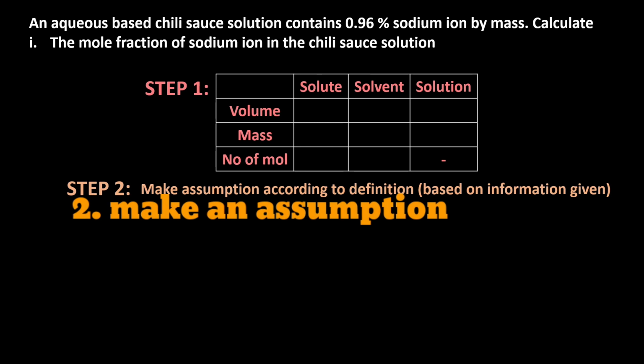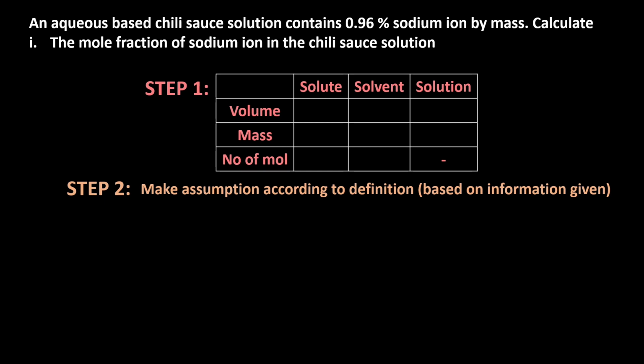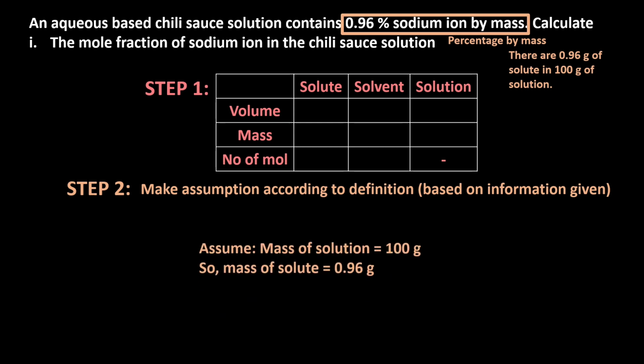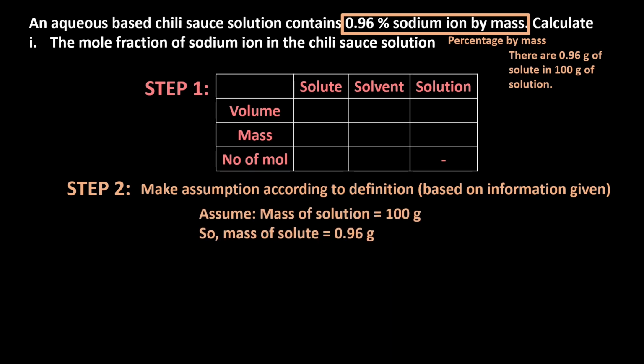In step 2, we make an assumption according to definitions based on the information given. In this example, the information given is 0.96% sodium ion by mass. This is the percentage by mass solution concentration expression, and based on its definition, it basically means that there are 0.96 grams of sodium ion solute in 100 grams of chili sauce solution. Based on this definition, we can write our assumption whereby the mass of solution is 100 grams. So when the mass of solution is 100 grams, then the mass of solute will be 0.96 gram.